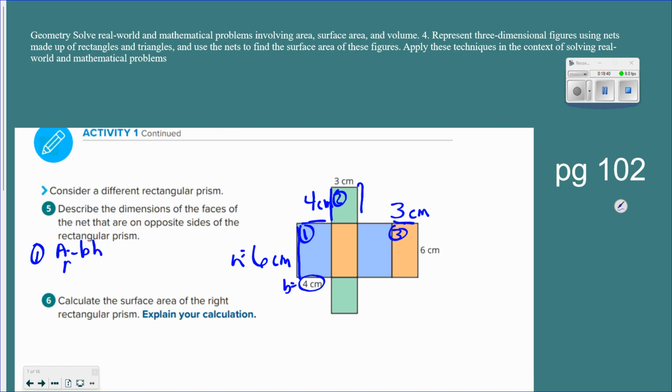I can write it here so I have enough room. For number 2, I have a base of 3, a height of 4. That's going to give me 12 centimeters squared. For shape 3, I have a base of 3, a height of 6, or a total of 18.